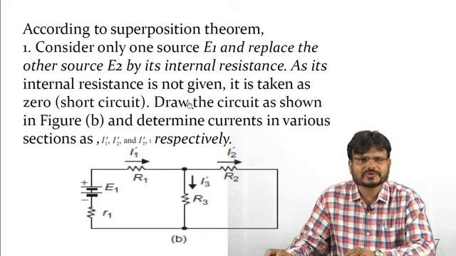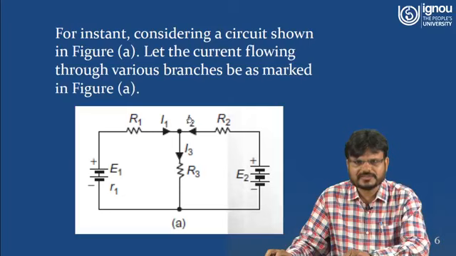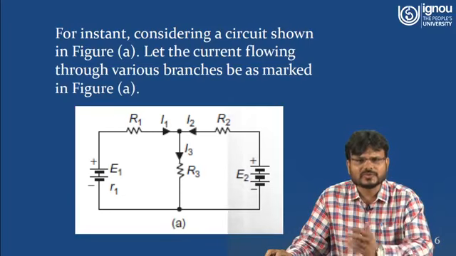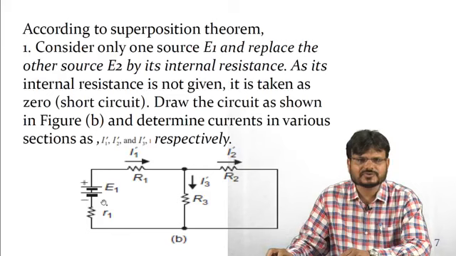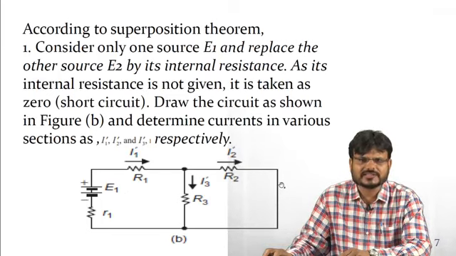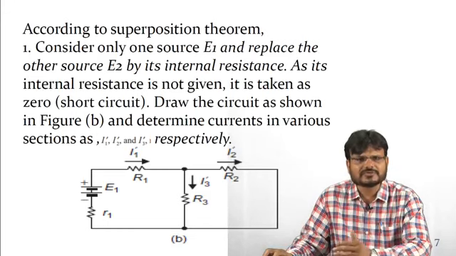So according to the superposition theorem, what do you have to do? You have to consider one source at a time. In the previous slide you can see there are two voltage sources, E1 and E2. So we consider source E1 at a time, and the second source, E2, is replaced by its internal resistance. E2 is an ideal voltage source, so it is replaced by a short circuit. So consider only one source E1 and replace the other source E2 by its internal resistance. As its internal resistance is not given, it is taken as 0, or you can say short circuit.